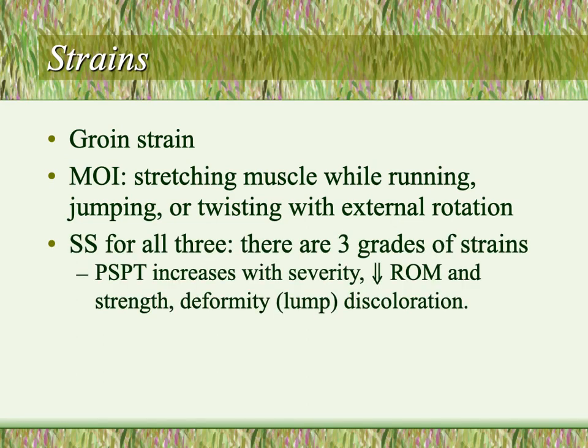So again, we have 3 grades of strains, just like we have in the sprains, and we follow the same kind of format that we did with the ACL sprain. With grade 1, we have tearing of the muscle anywhere from 1% to 20%. Grade 2 muscle strain is anywhere from 20 to 75% of the muscle torn, and a grade 3 is where the muscle is completely ruptured, cut in half.